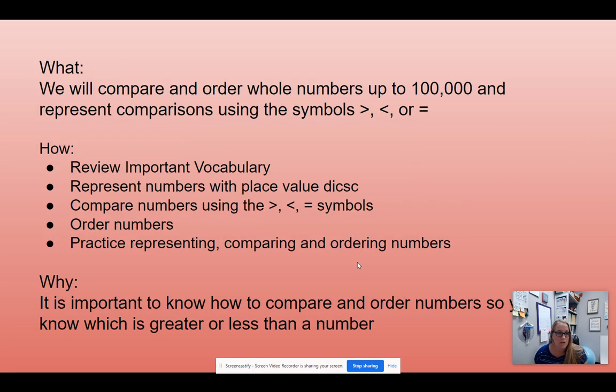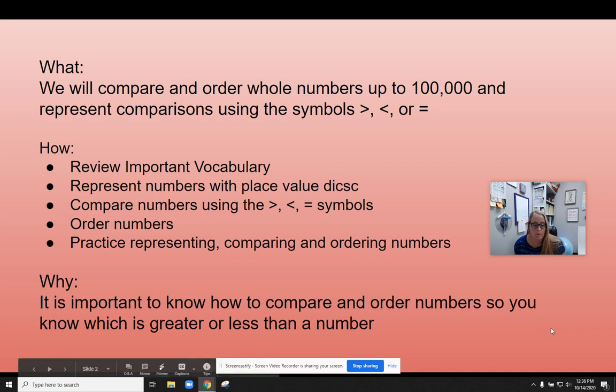Today we are going to compare and order numbers up to 100,000 and represent comparisons using the symbols greater than, less than, or equal to. How are we going to do that? Well, we're going to do that by reviewing important vocabulary, representing numbers with place value discs, comparing numbers with the greater than, less than, or equal to symbols, ordering numbers, and then you're going to practice representing, comparing, and ordering numbers. Why is it important that we do this? Well, it's important to know how to compare and order numbers so you know which number is greater or less than another number.